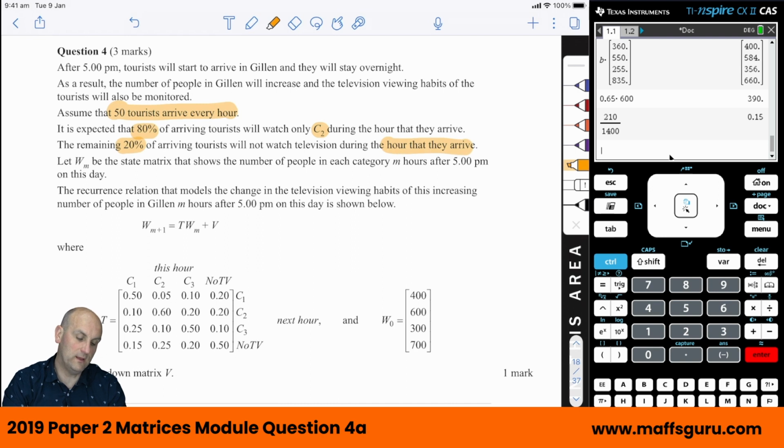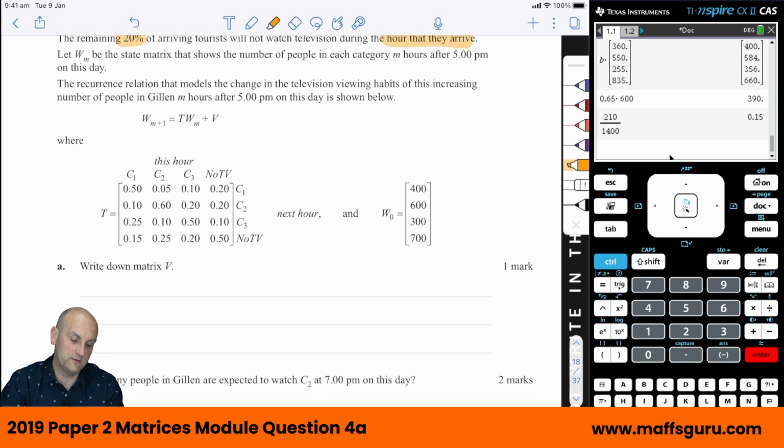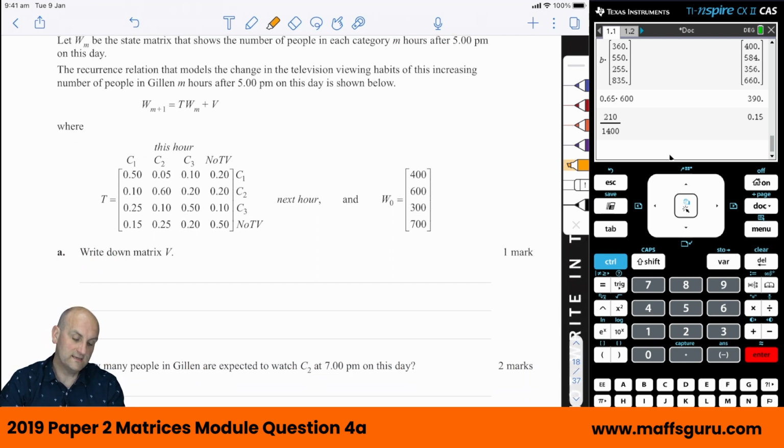Let W_M be the state matrix that shows the number of people in each category M hours after 5 p.m. on this day. The recurrence relation that models the change in the television viewing habits of this increasing number of people, and so on, at 5 p.m. on the day shown. That was a lot of work. Right, so there's my T, next hour, and there's my W0.